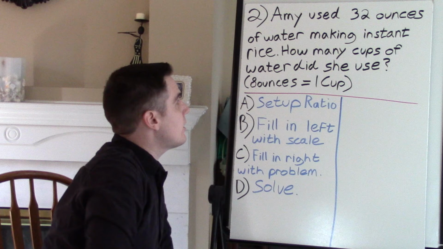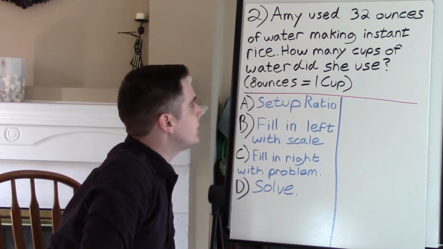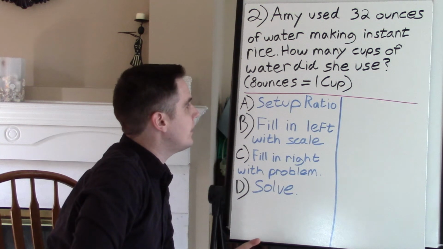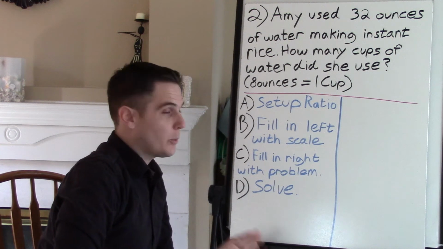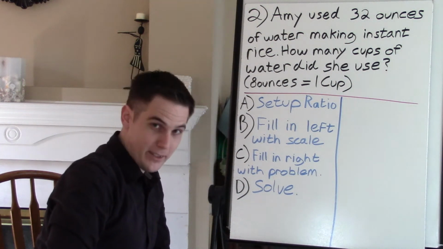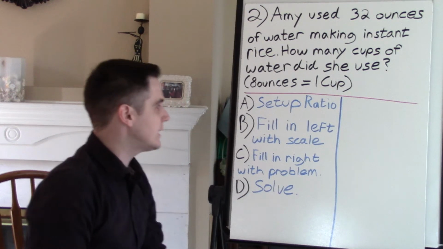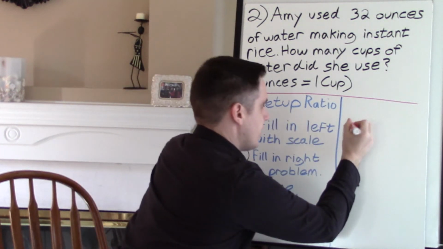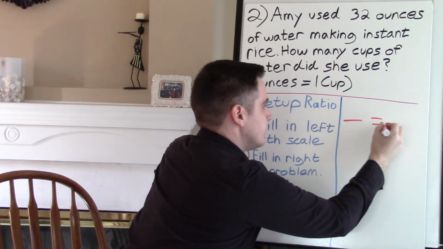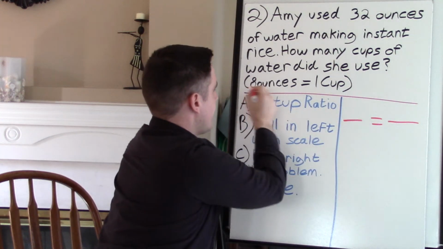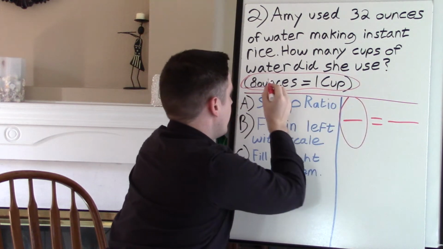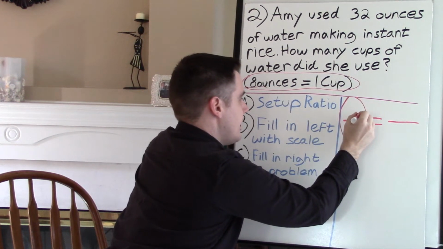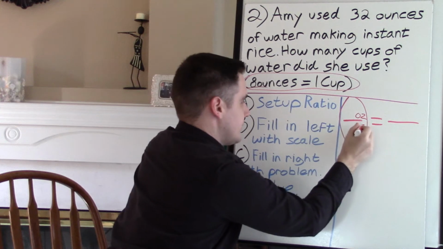2. Amy used 32 ounces of water making instant rice. How many cups of water did she use? 8 ounces equals 1 cup. This is no different. We're going to do the same thing. I'm going to do it a little faster this time because there's really no difference. So we're going to set up our ratio. Here's our scale. So we've got ounces, OZ is short for ounces, and cups.